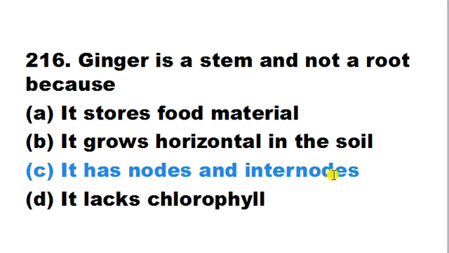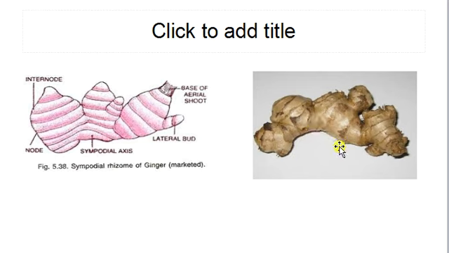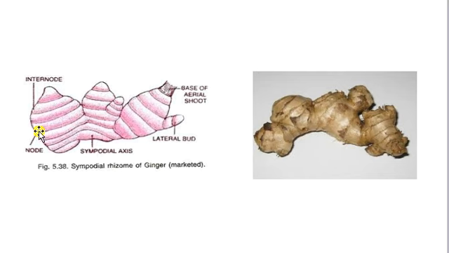The characteristic feature of stem is that it has nodes and internodes, and you can see it from the diagram also. This is a ginger diagram, and you can see this is the node, and in between the nodes there is a space which is called the internode. A node is the point where a leaf is always attached. So this is a characteristic feature of stem. That's why ginger is a stem, not a root.